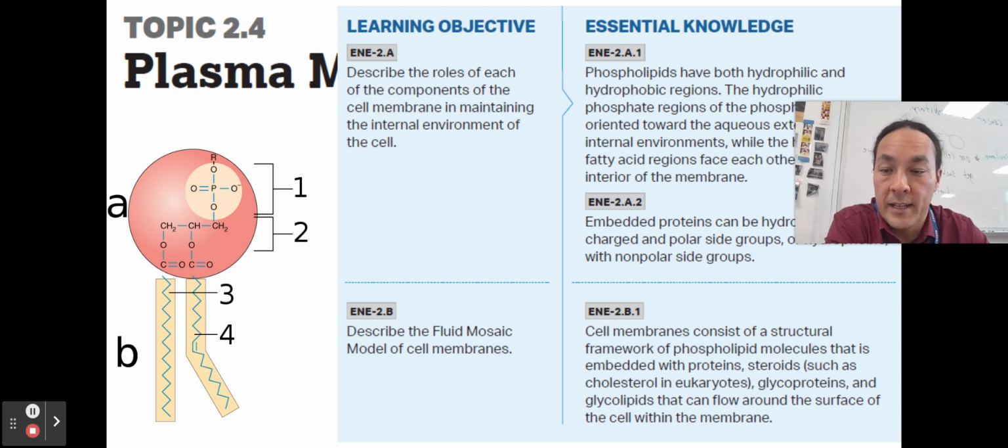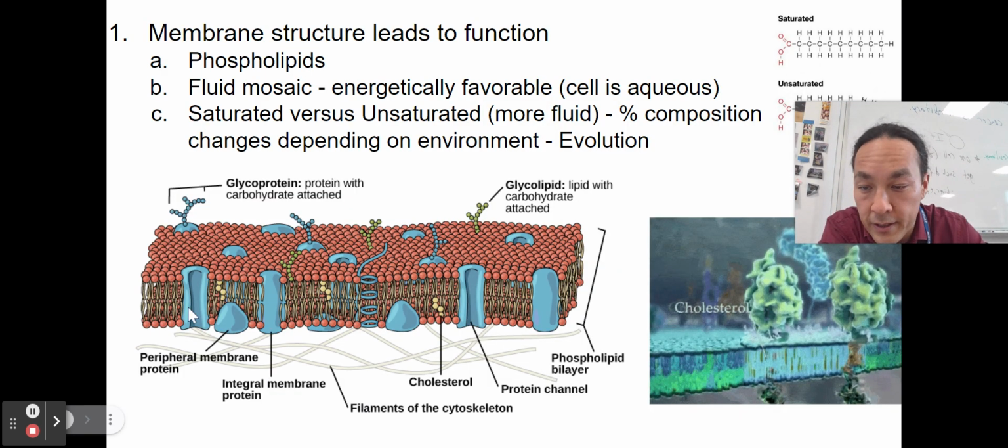So let's do it one more time. This part is polar. This part goes well with water. It's hydrophilic. This part is non-polar and is hydrophobic. It is water-fearing. So here is the membrane. You can see those non-polar hydrophobic tails on the inside. They would form naturally that way, with the polar heads on the outside.